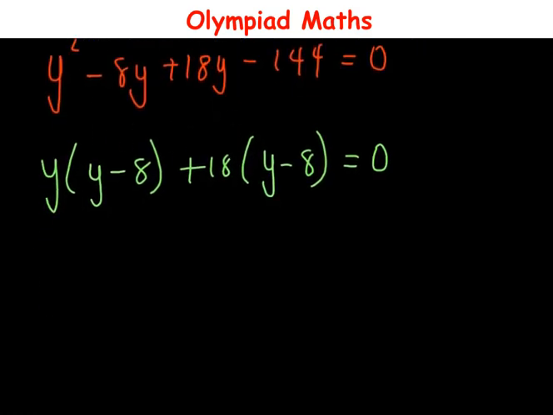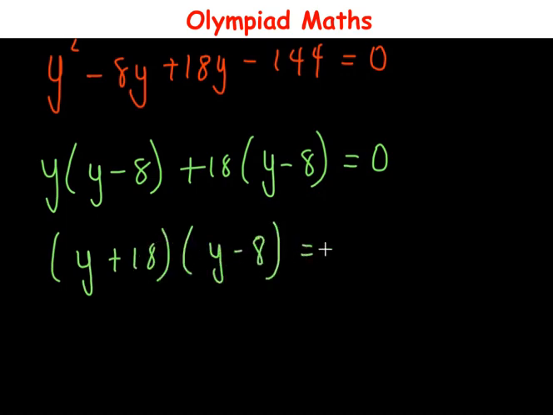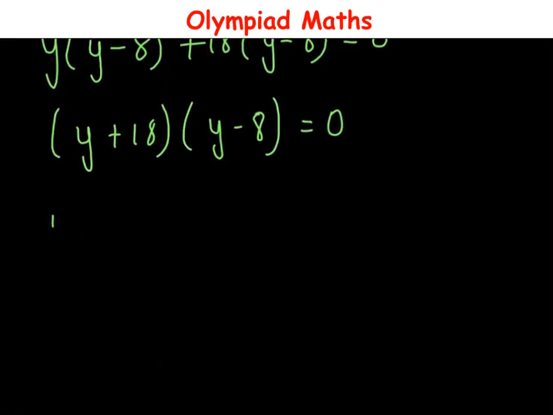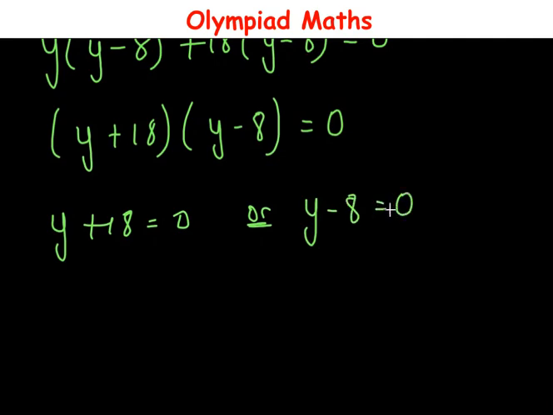Good. So with this, we have in brackets y plus 18 multiplied by y minus 8, all is equal to 0. So from here, we have this, that y plus 18 is equal to 0, or y minus 8 is equal to 0. From this, we have the solution for y to equal minus 18, or the solution for y is equal to plus 8. So this is the first solution for y and the second solution for y.